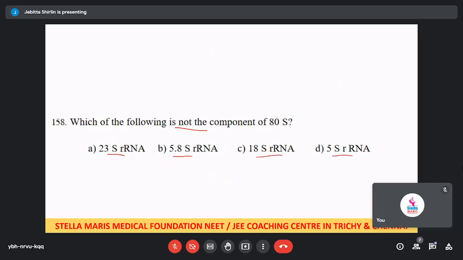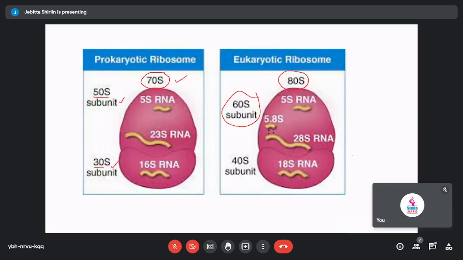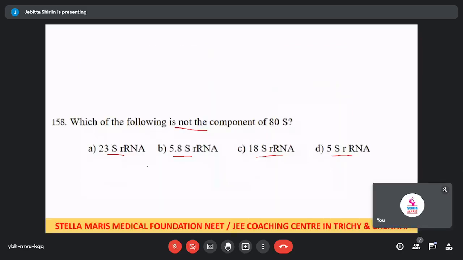What is the correct answer? Answer for question number 158: option A. Yes, option A. I'll go back to the picture if you want. You don't have 23 here. You have only 28 over here. 28 is there, 5 is also there, and 5.8 is there. But you don't have anything which is 23 over there. 23 is missing.